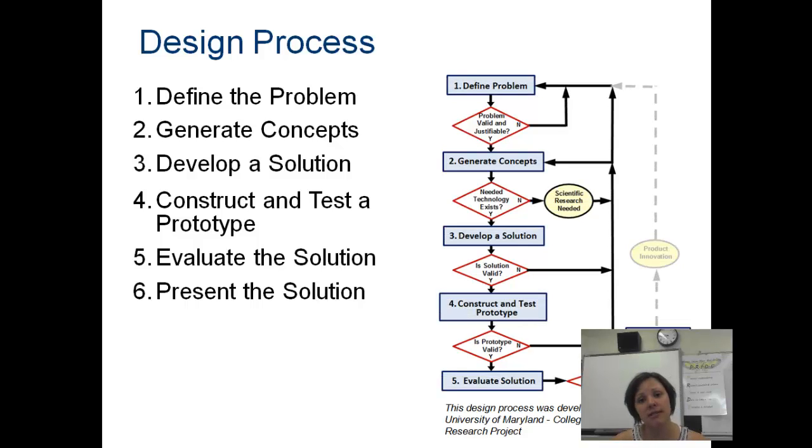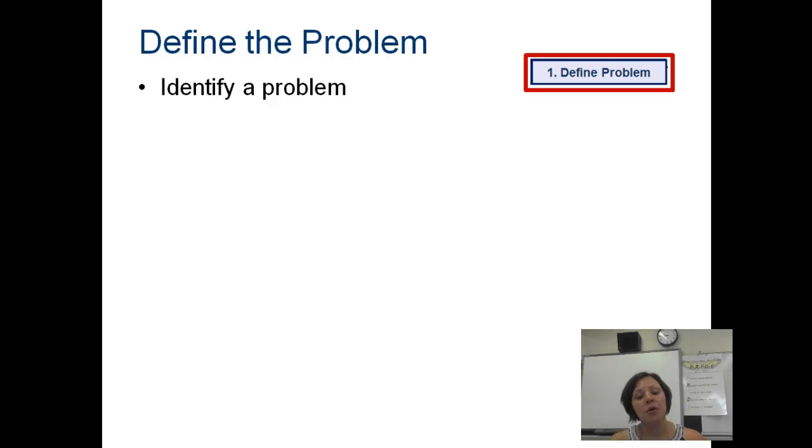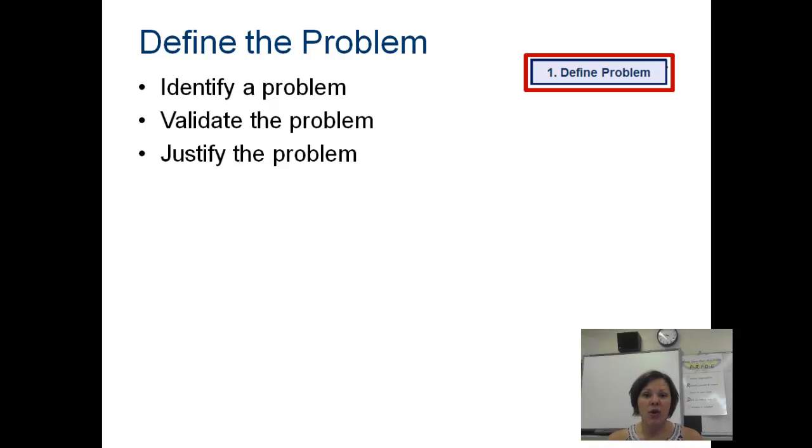You'll notice that in this design process, there are 6 steps that we're going to be talking about, and we're going to go a little bit more in depth with each one of those steps. So the first step is identifying a problem. When a problem is presented to us, we have to think about, is this a problem we really should be focusing on? Is this a problem that needs our attention?